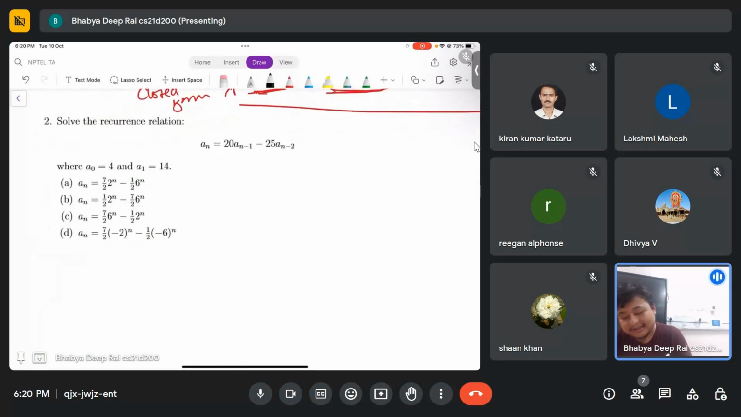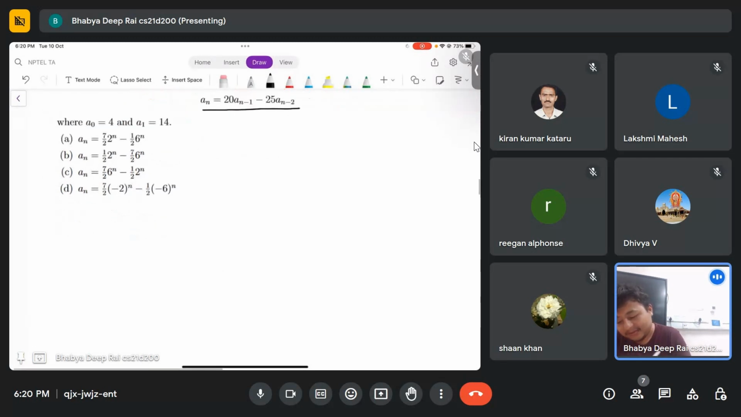So the question says solve the recurrence a_n equals 20 a_(n-1) minus 25 a_(n-2), where a0 is equal to 4 and a1 equals 14. Let's try it. Given a_n equals 20 a_(n-1) minus 25 a_(n-2), I want to solve this.